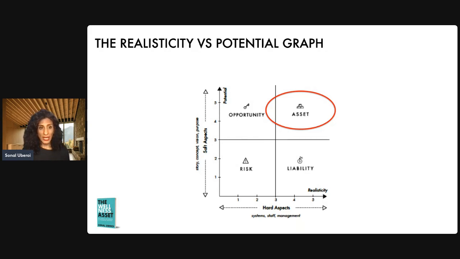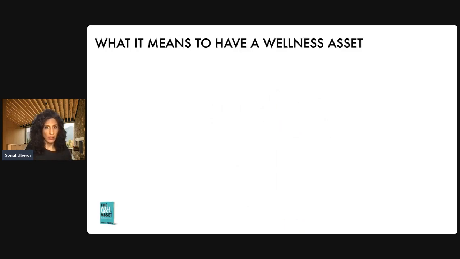But now, talking in layman's terms, what exactly is the outcome of a wellness asset? What does it mean to have a wellness asset? When I work with my clients, I tell them that I'm obsessed with three outcomes when it comes to having a wellness asset. The first one is proud people.